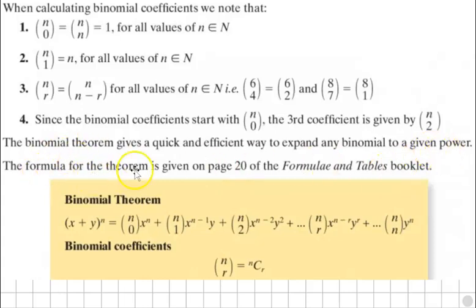The formula for the theorem is given on page 20 of the Formulae and Tables booklet. So the binomial theorem is (x plus y) to the power of n is equal to n choose 0 times x to the power of n plus n choose 1 times x to the power of n minus 1 times y plus n choose 2 times x to the power of n minus 2 times y squared plus dot dot dot, n choose r times x to the power of n minus r times y to the power of r, plus n choose n times y to the power of n. So this will always be the last term. Binomial coefficients: n choose r is equal to n choose n minus r.